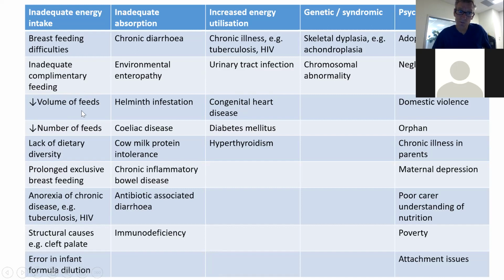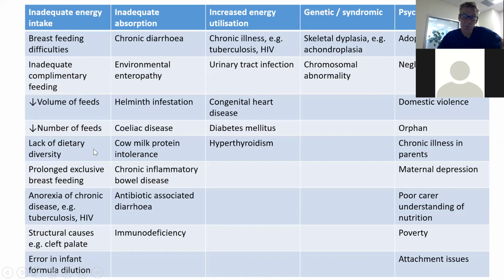Often it's reduced volume of feeds, so babies may only feed 2 or 3 times a day, and only small amounts. So the reduced volume of feeds or reduced number of feeds. Often it's a lack of dietary diversity. So the babies will be fed just fruits and pawpaw and mashed bananas, and that may be all the baby's fed, or predominantly what the baby's fed. So this whole idea of inadequate complementary feeding is very important for undernutrition in babies in PNG.